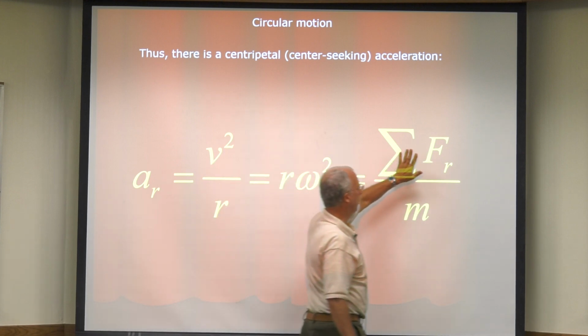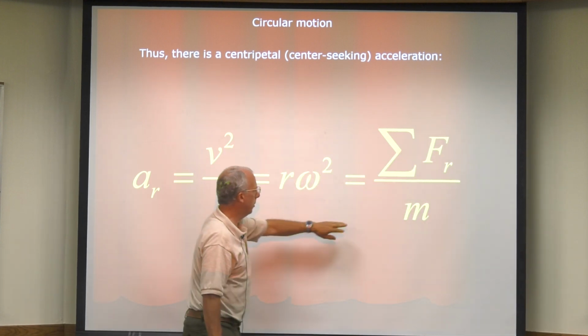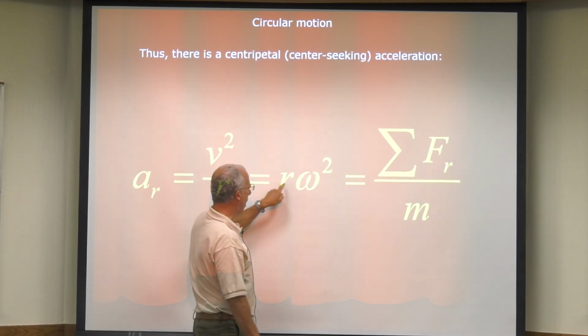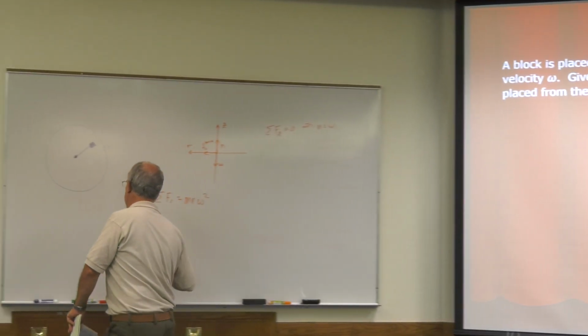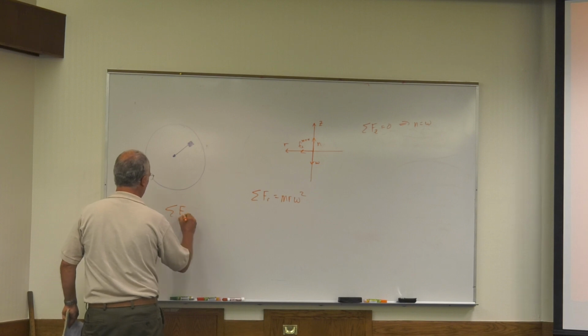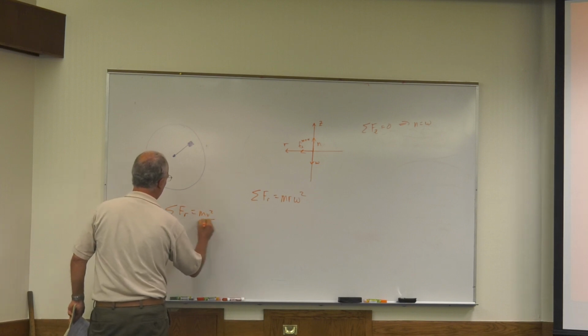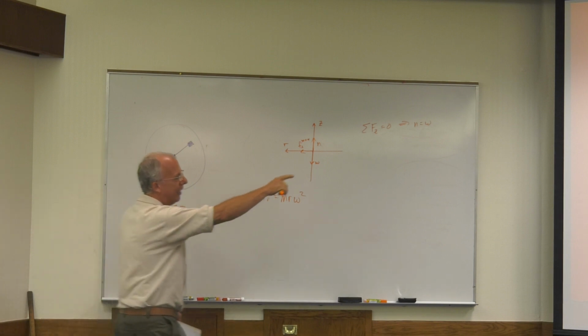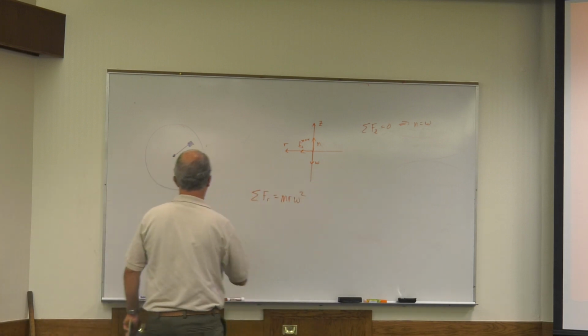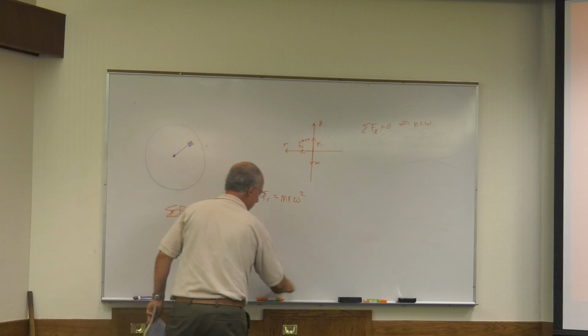I'm writing so you have to multiply everything by m. So multiply by m, sum of the forces will be m r omega squared. Okay. I could have said the sum of the radial forces equals m v squared over r, right? I could have said that. It would have been right, but it would have been dumb, because they give us omega. They don't give us v. So that would not have been smart.